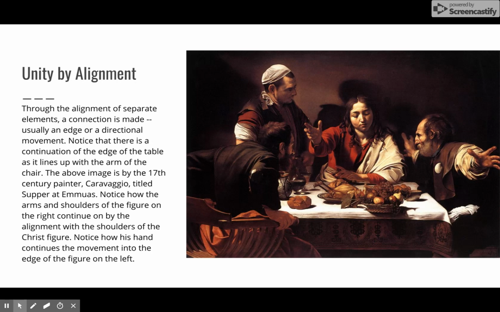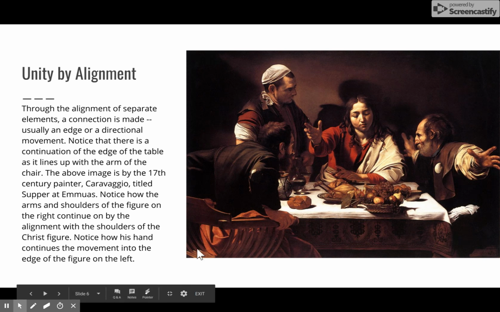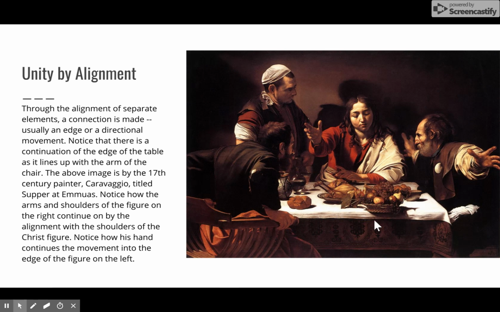Another way to achieve unity is through the alignment of elements. This is a painting by Caravaggio, who was a Baroque master, 17th century painter in Italy. And here we have figures seated at a table, and there's a lot of diversity in the image. I mean, there are all kinds of different things, the figures. Some are sitting, one is standing, there are different things going on, but what brings this all together is the alignment of the edges and shapes that make up these figures.